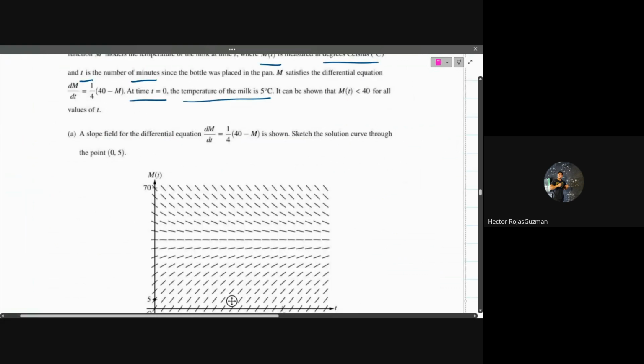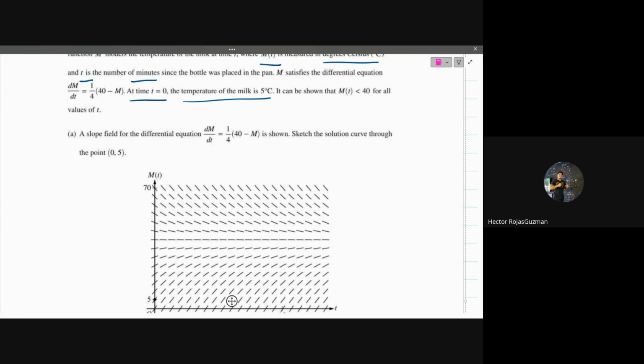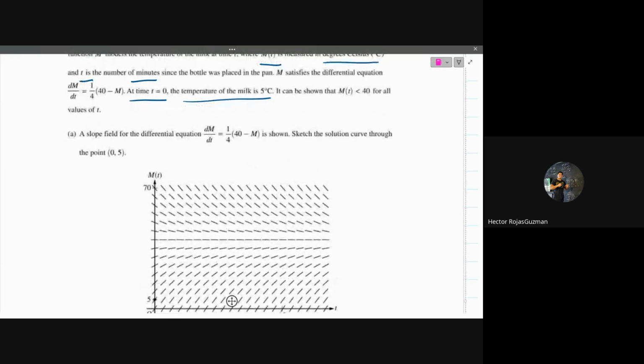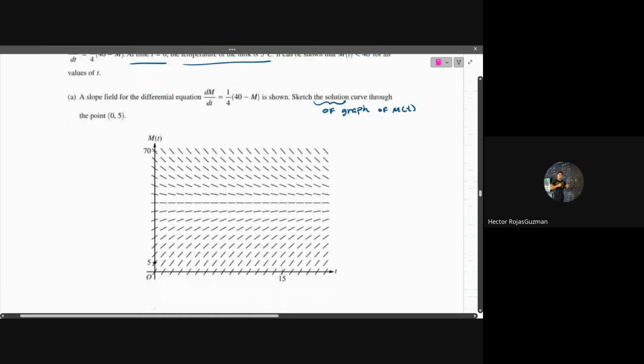Part A: a slope field for the differential equation dm/dt is given. Sketch the solution curve through the point. So again, we're just making a sketch of the solution. In other words, we're making a sketch of the graph of m of t. And as you can see by the given slope field, we are sketching m of t.